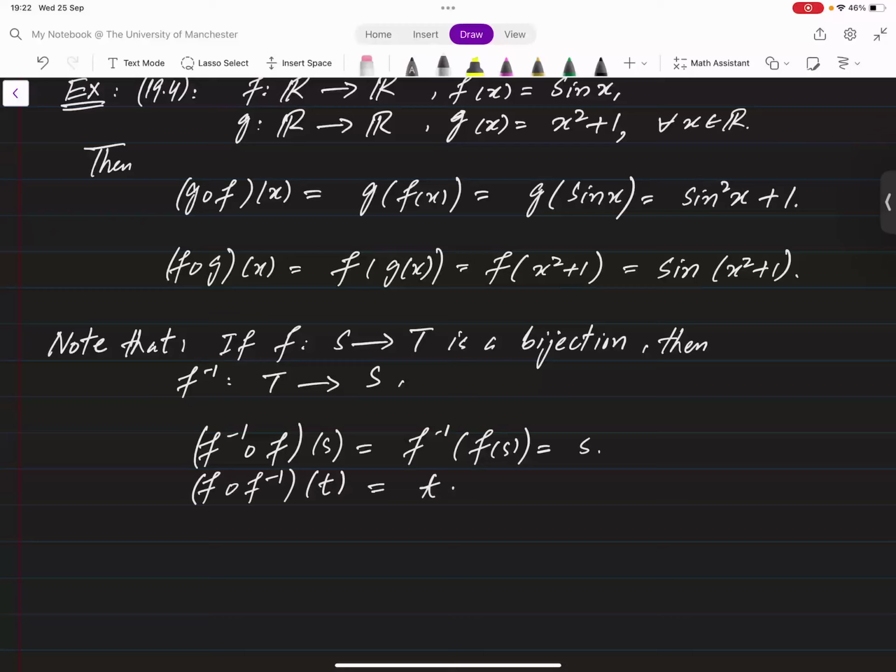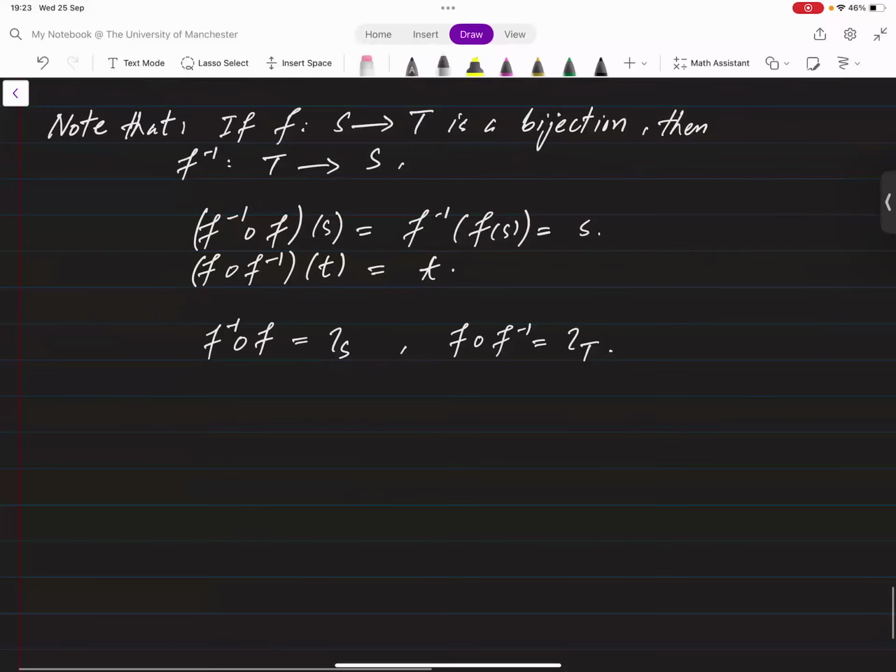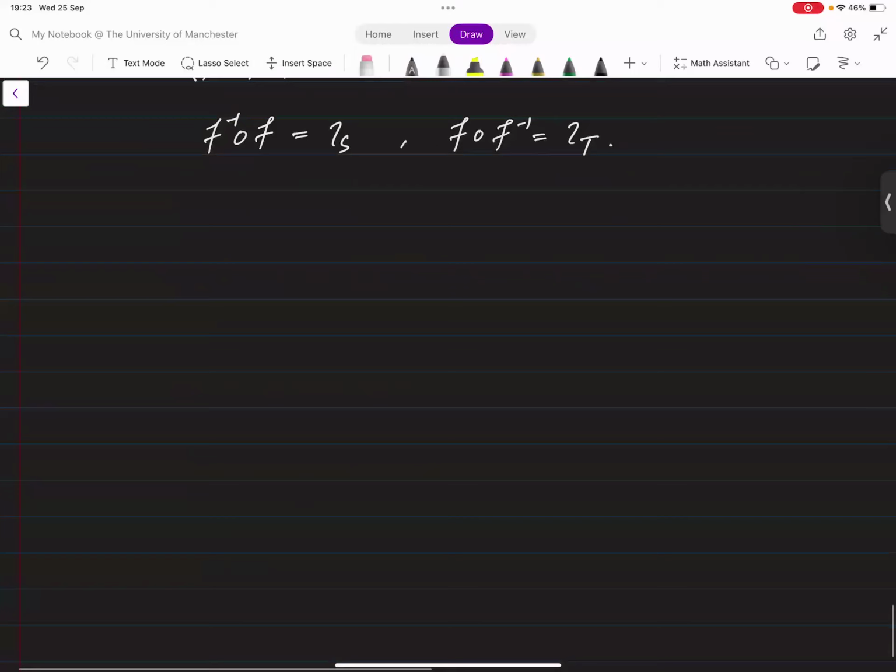Okay. So this means that f inverse compose f is nothing but the identity function of S, and f compose f inverse is nothing but the identity function of T. Okay. Then we have another proposition for this, about when the composition of functions is one-to-one, onto, and bijective.